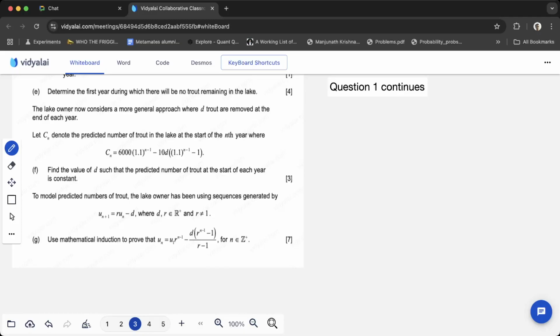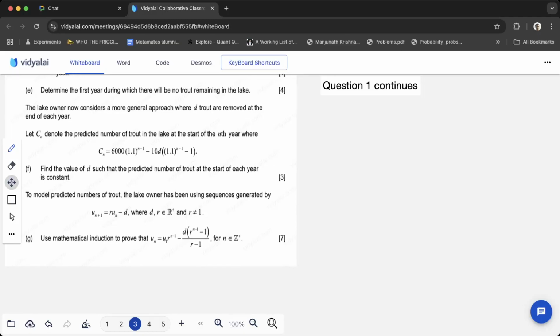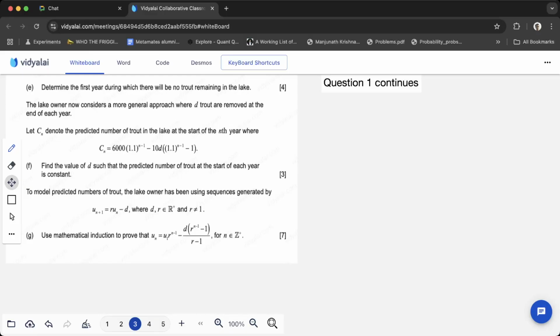So this brings us to the last part of question number 1, which is a mathematical induction problem. To model the predicted number of trout, the lake owner has been using sequences generated by the recurrence relation that we started with: u(n+1) equals a factor r times un, which turns out to be more than 1, minus d. Here it specifies that r is not equal to 1 and they are both positive real numbers, r and d.